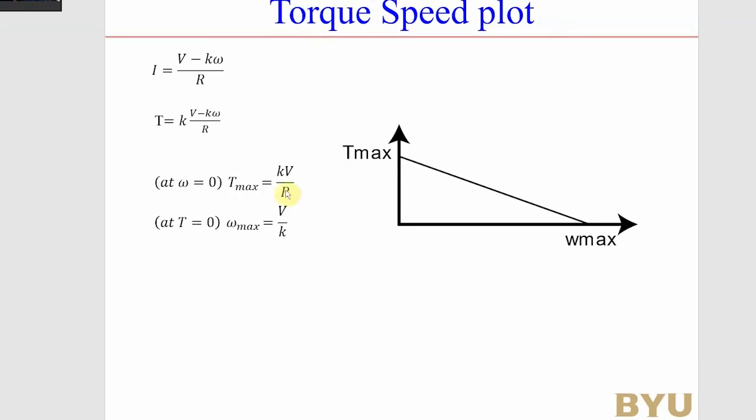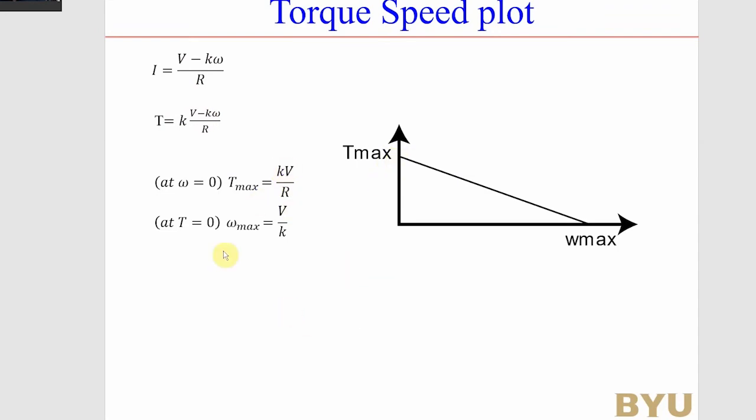So solving this circuit, we see that our current is basically going to be equal to the terminal voltage minus the back EMF divided by the resistance. The current times my coefficient gives me my torque. So then this becomes my torque equation. So you see from this equation that we get maximum torque when my speed is 0. So at speed 0, I get maximum torque.